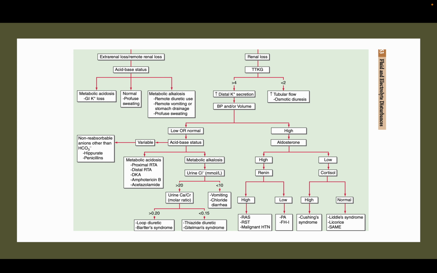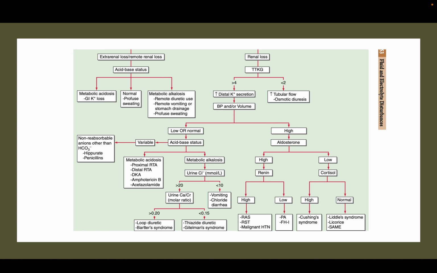If BP is high, then you check for aldosterone. If aldosterone is high, then you check for renin. If renin is also high, then renal artery stenosis, a renin-producing tumor or malignant hypertension is a possibility. If renin is low, then it is an aldosterone-secreting tumor or familial hyperaldosteronism type 1, that is glucocorticoid-remediable hyperaldosteronism, where ACTH controls the aldosterone and you give steroids.